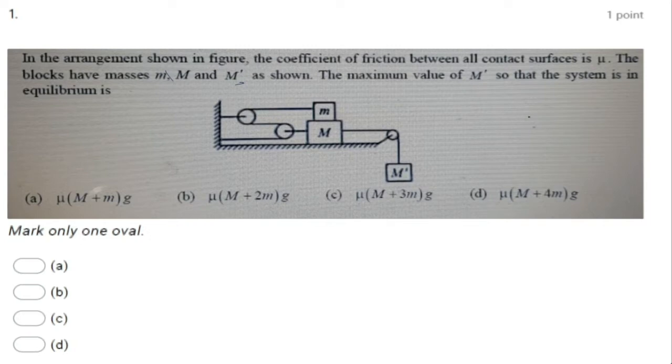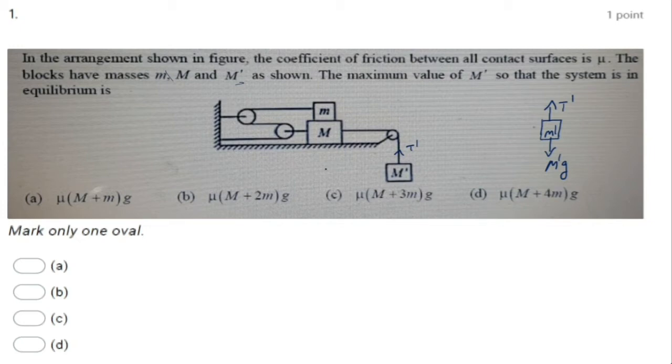So first of all, let's draw the free body diagram for m dash. This is m dash. A force acts vertically downward, equal to m dash g. One more force acts through the string: a tension acting upward, which we mark as T dash. So this is the free body diagram for mass m dash.